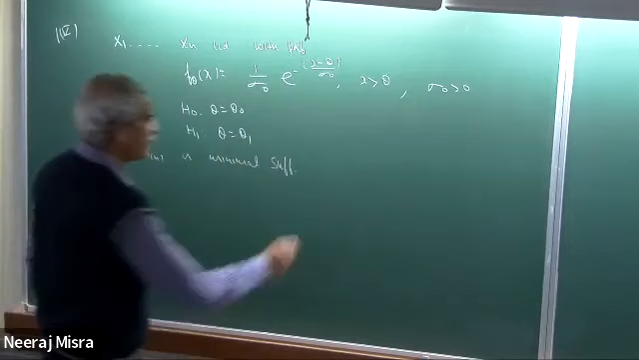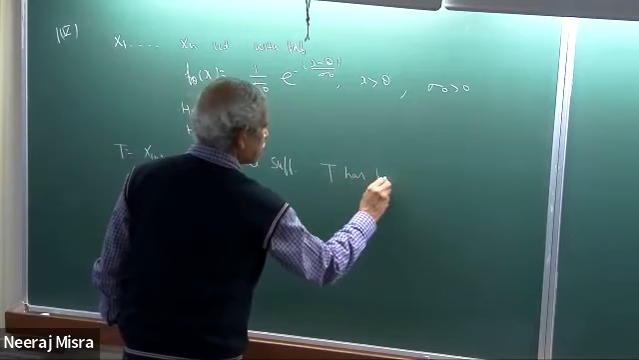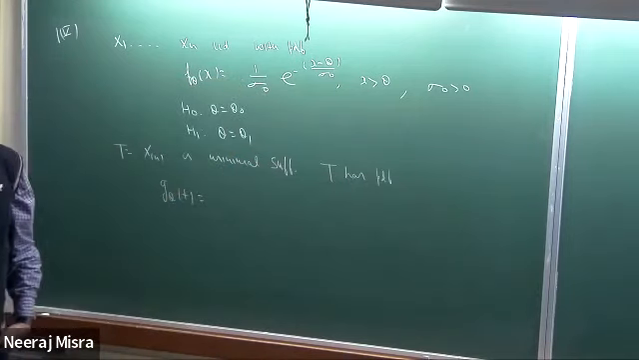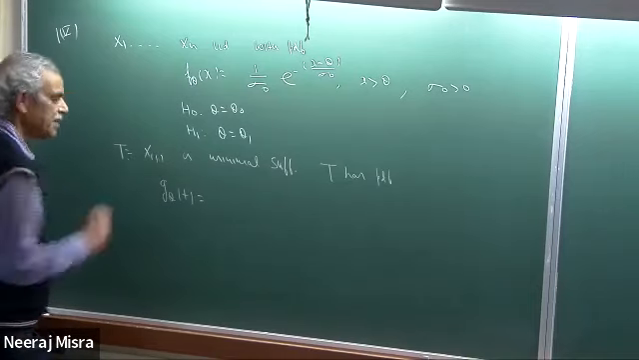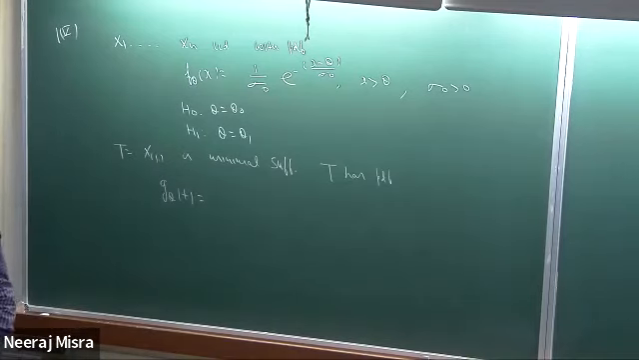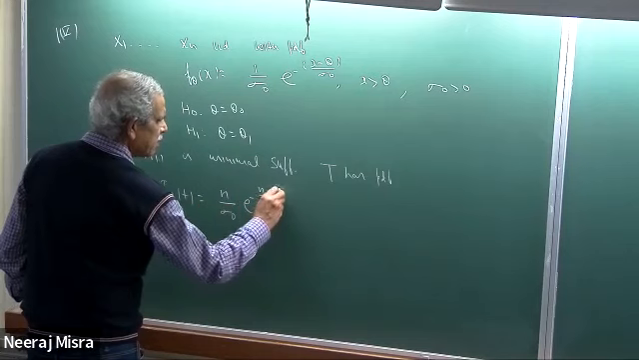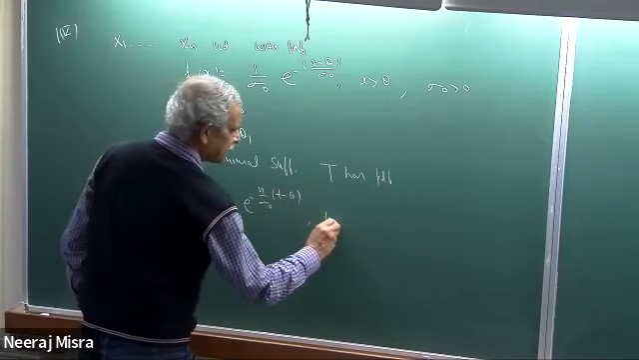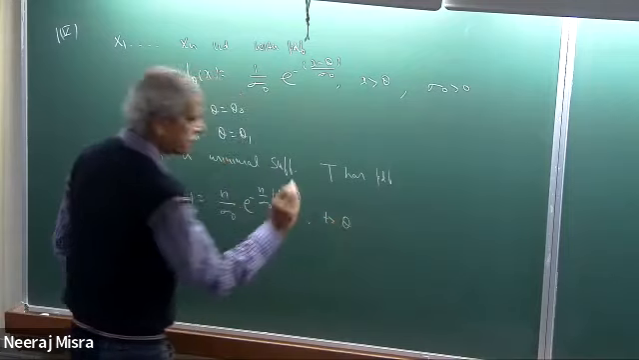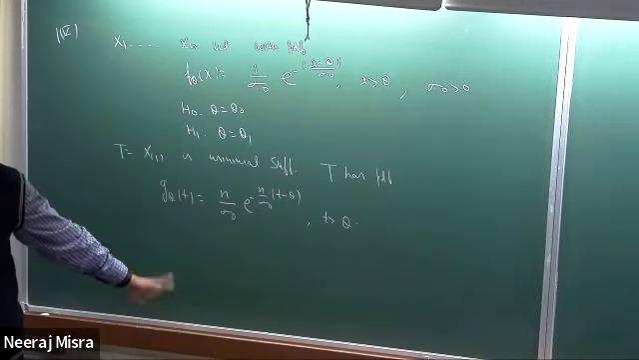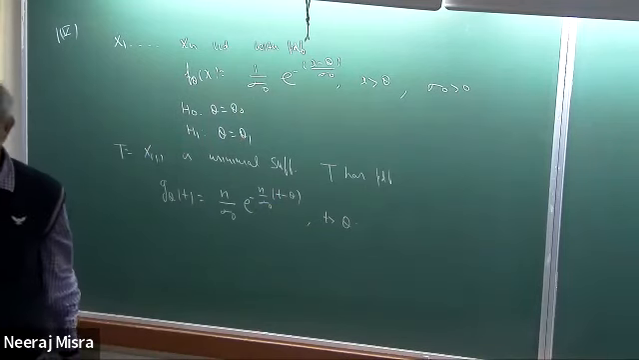So T has PDF, let me call this g theta T. Sorry, X1, the minimum. Now you know that in the case of exponential, the minimum is again exponential, right? It's straightforward to find it out. Which is n by sigma naught, e to power minus n by sigma naught, t minus theta. This we have used many times, right?